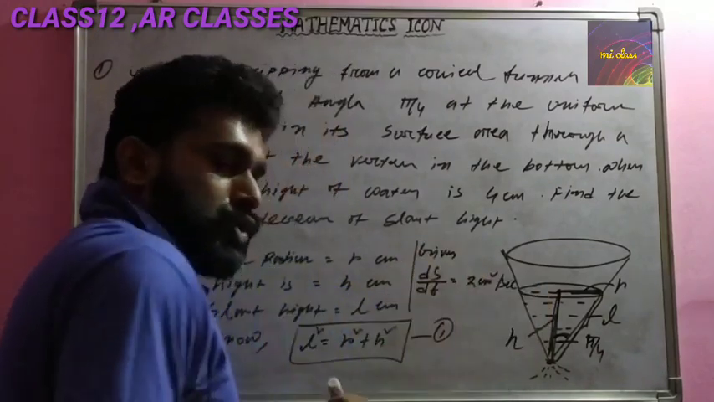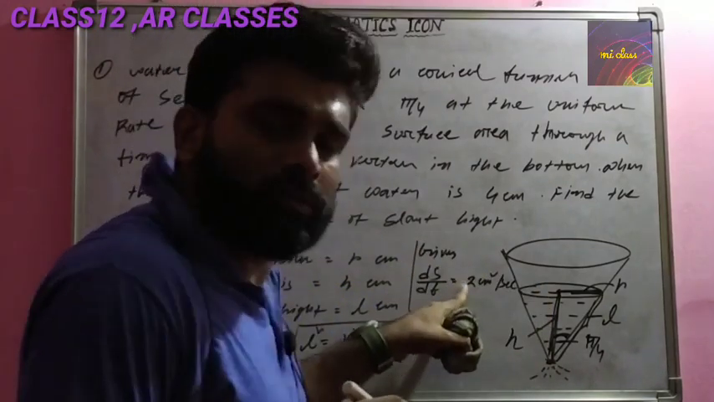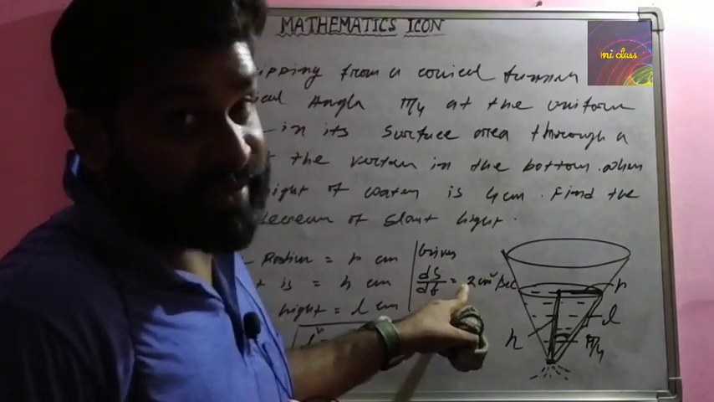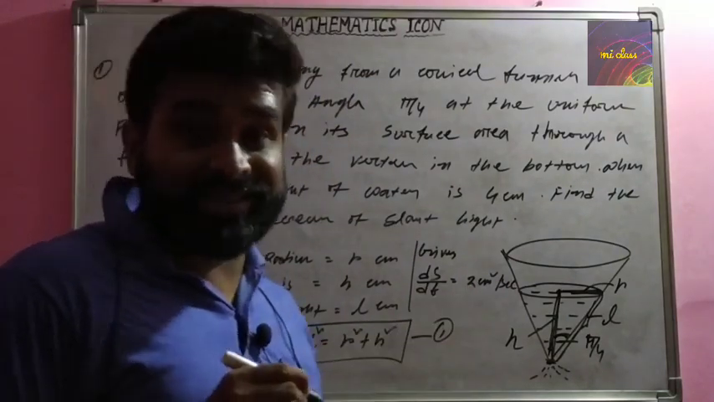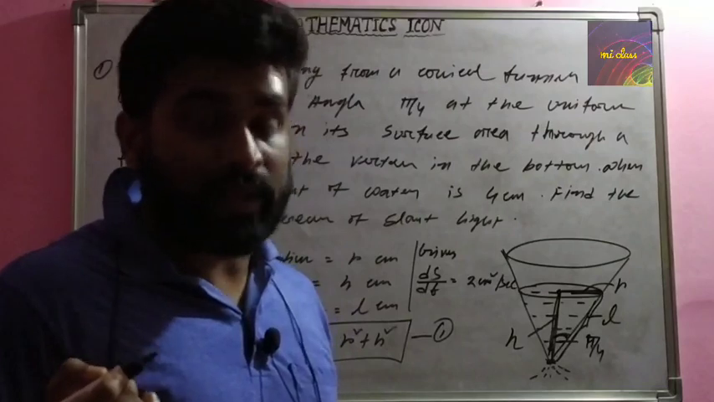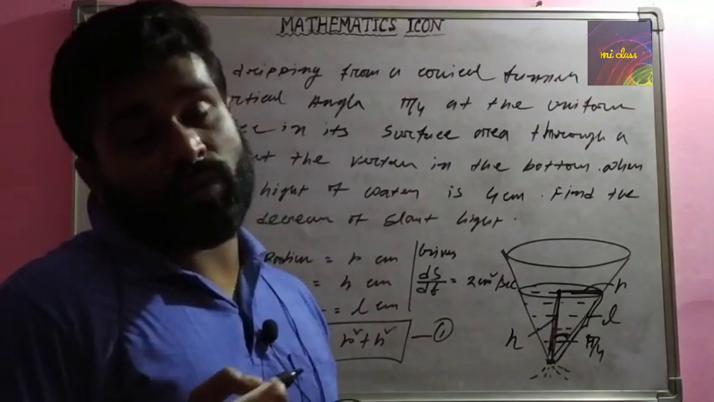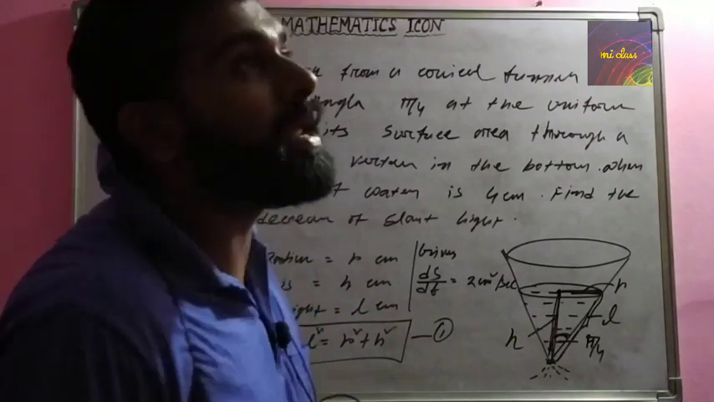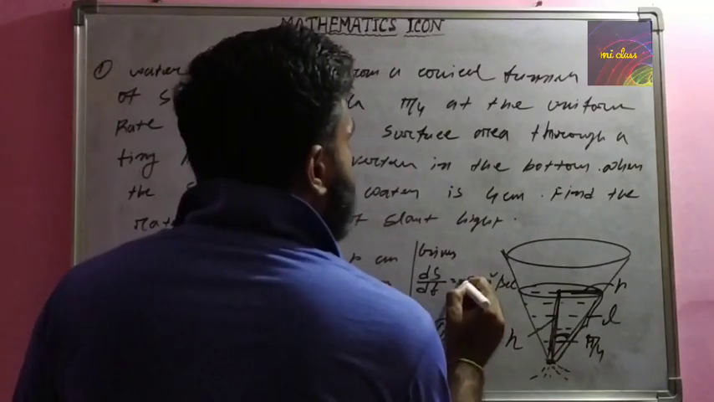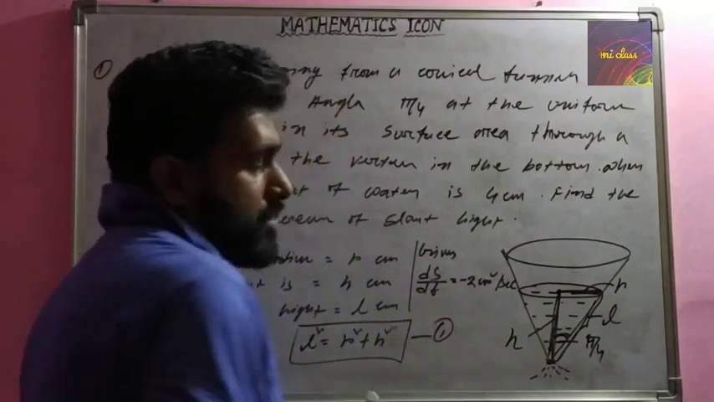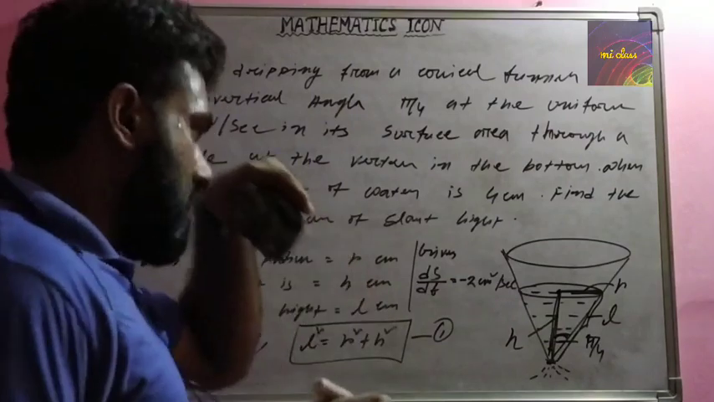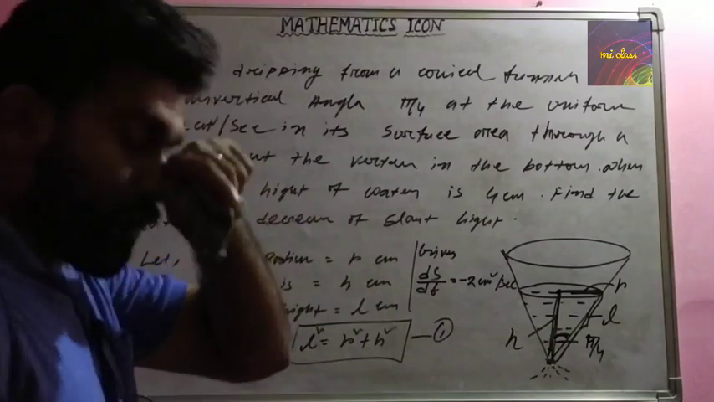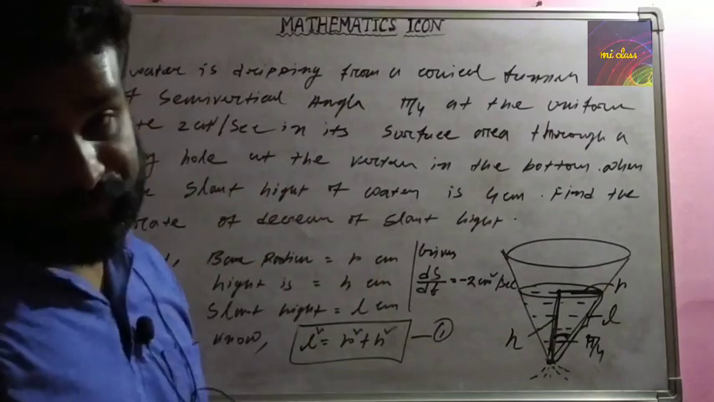Now you tell me, should I use this minus sign with this 2? It is a decreasing rate. Just remember this thing. The water quantity is decreasing, that's why surface area is decreasing. That means this 2 centimeter square per second is the decreasing rate. So decreasing rate means minus sign should be used. So dS by dt equals minus 2 centimeter square per second.